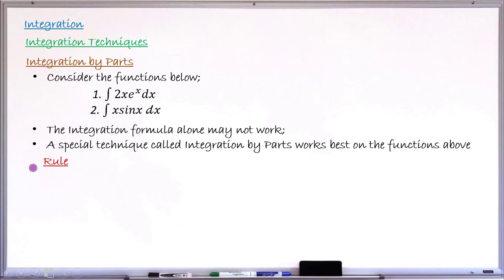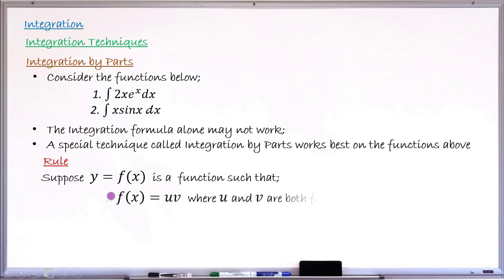The rule says if you have the function y, which is a function of x, and the right hand side of the function y can be rewritten as f of x equals uv, where u and v are both functions of x. That is, y can now be rewritten as uv, where u and v are both functions of x. That is, y is a product of two other functions.